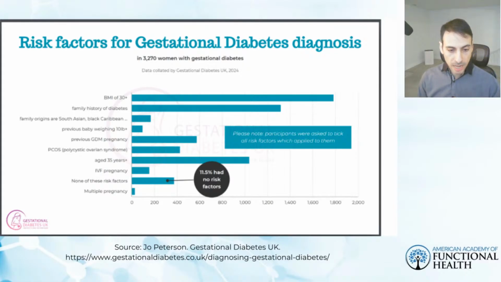Now, it's really interesting to mention that obesity is a major risk factor. So BMI over 30. And then, of course, genetic predisposition, such as family history of diabetes. We also have family origin of South Asian, Black Caribbean, previous babies weighing over 10 pounds, previous gestational diabetes pregnancy, PCOS, women who are pregnant after the age of 35, or if they went through IVF pregnancy. And then 11% of those who were diagnosed with gestational diabetes marked that they had none of those risk factors. And then we also have a little bit of increase with multiple pregnancies.